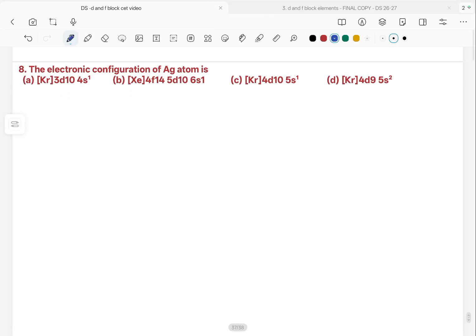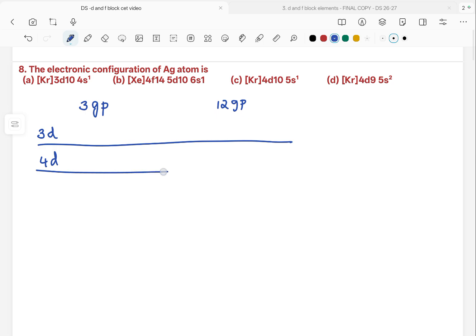The question is: the electronic configuration of silver atom is. D block elements are seen from 3rd group to 12th group. They are arranged in 3D series, 4D series, 5D and 6D respectively.